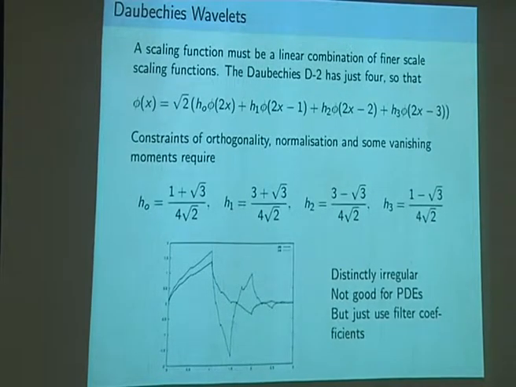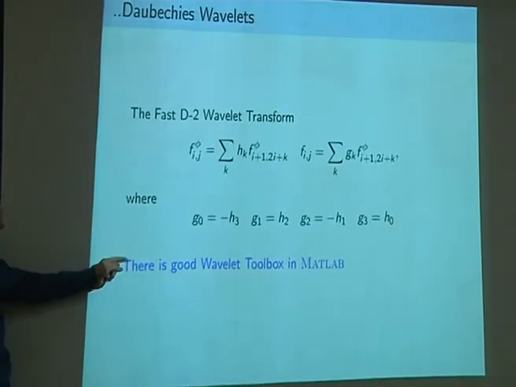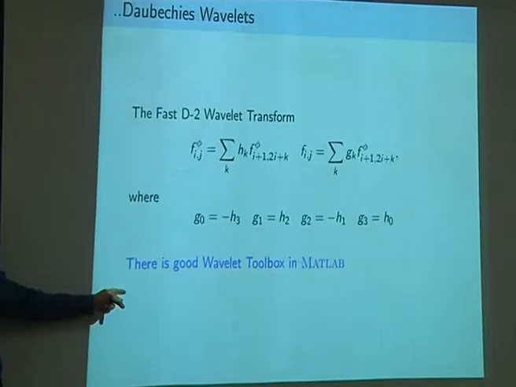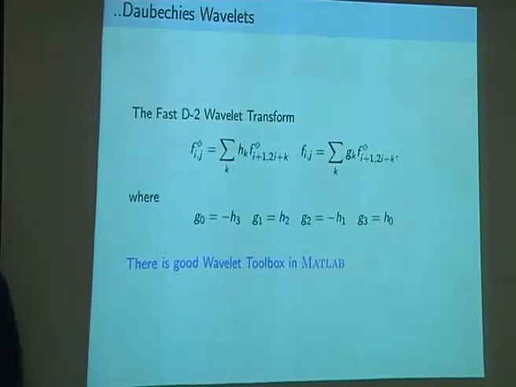Why are we representing the signal in terms of this nonsense? So the good news is if you go up to D8, it looks much smoother. But then you have more terms involved. And then the really good news is that there's a toolbox in MATLAB. So now you know what the toolbox is doing for you. Don't try and program this.